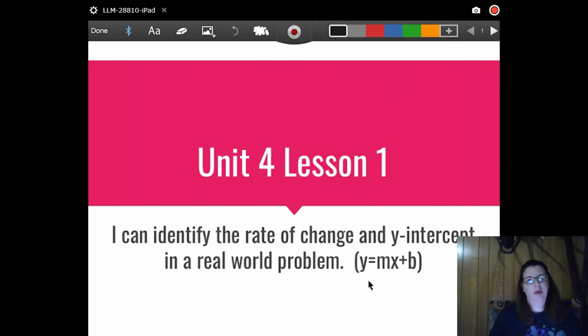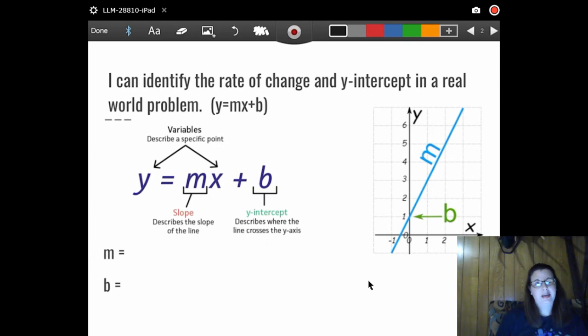In Unit 4, Lesson 1 is I can identify the rate of change and y-intercept in a real-world problem. And we're going to be putting this together in this linear equation. We have been talking about word problems, and we were writing equations from those word problems. And now we're going to start looking at what happens when we put in an independent variable x and get an output of a dependent variable y. And we're going to do that several times to create these lines.